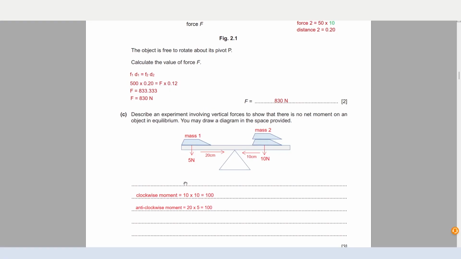So what can we conclude here? We can conclude that the total anti-clockwise moment is equal to the clockwise moment. Therefore, we don't have any net moment.